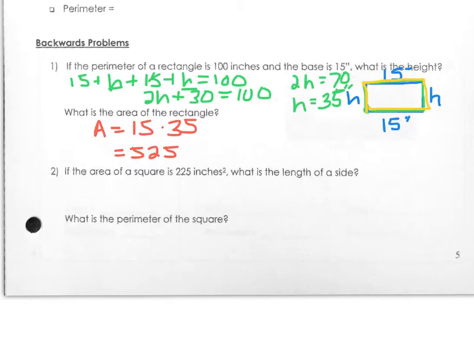Let's talk about units. Remember what we said. We said that perimeter is a one-dimensional measurement, meaning if we just kind of spread this perimeter out, it's 100 inches. And so this height is going to be 35 just plain old inches. But remember what we said about area. That's going to be measured in square units. So I'm going to say that the area is 525 inches squared.